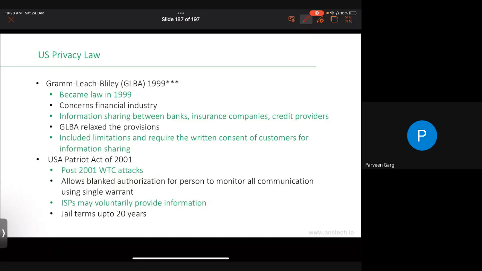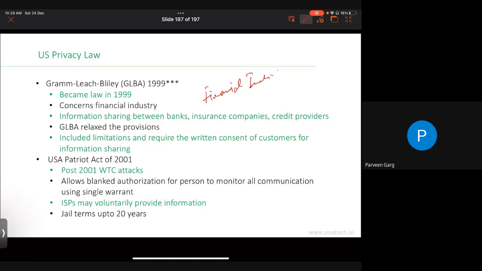Then comes the Gramm-Leach-Bliley Act, GLBA. GLBA is to protect financial information. So remember, this is important. It is generally applicable to financial institutions, and might get asked as a question: you are collecting financial data of your customers, and how do you protect it, which act is applicable for protecting the financial privacy data.